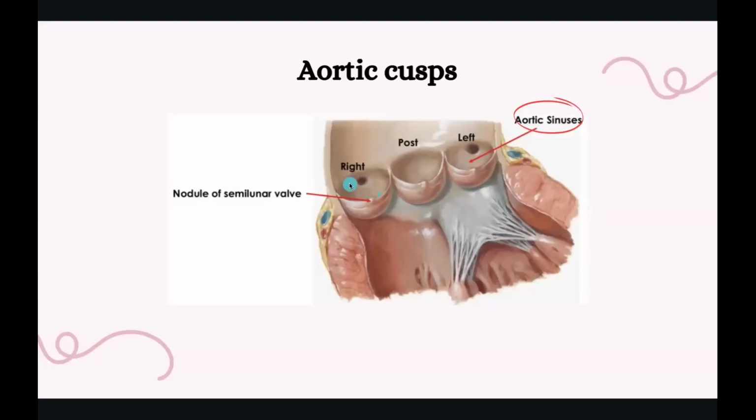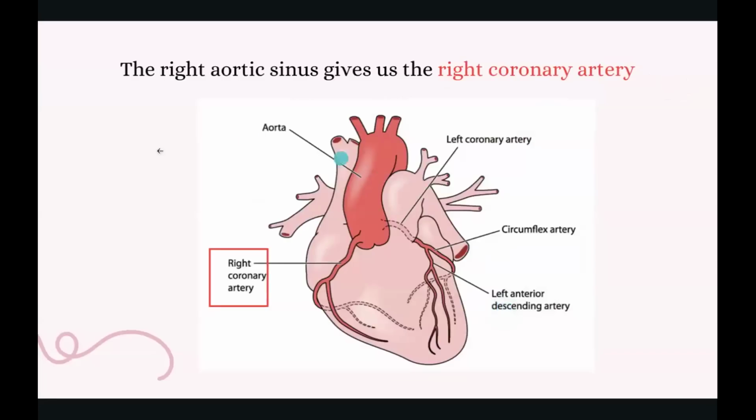It is called the coronary ostium. And this is where the coronary arteries come out of. So you have the right coronary artery coming out of the right aortic sinus, and the left coronary artery coming out of the left aortic sinus. Now that that's clear, let's look at some more pictures.